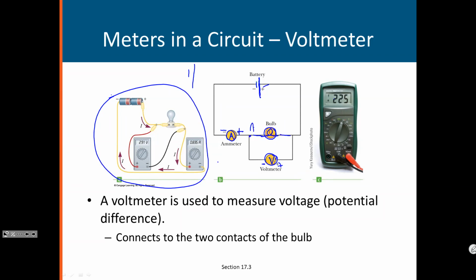So what you want to know is the potential difference between these two points. Let me call them A and B. So you want to know the potential difference V_AB. To do that, you have to connect your voltmeter, one end of the voltmeter touching point A, the other end touching point B. So it is connected in parallel.